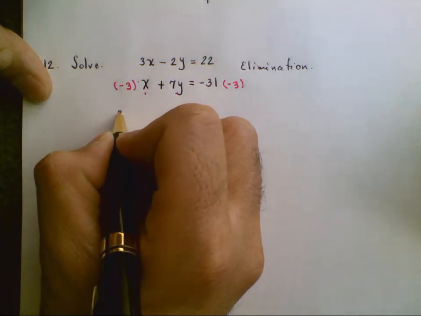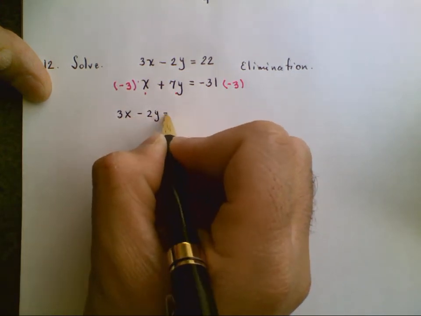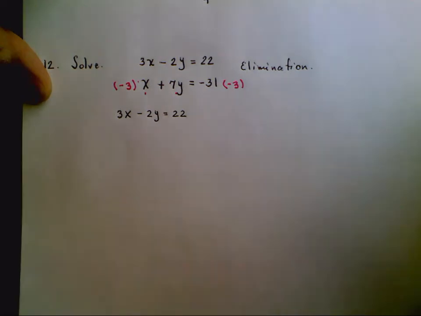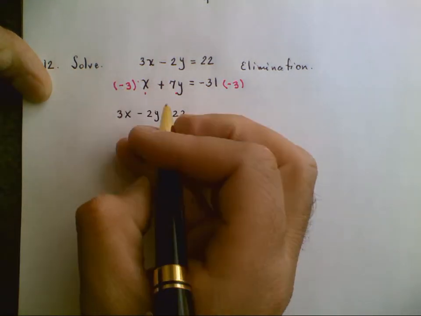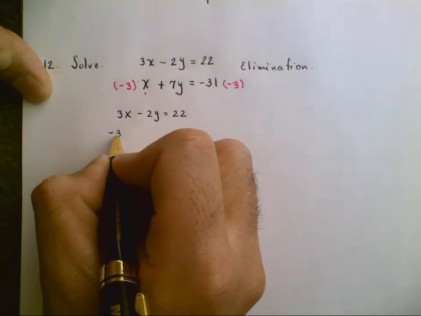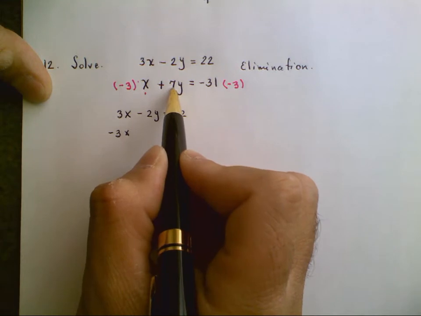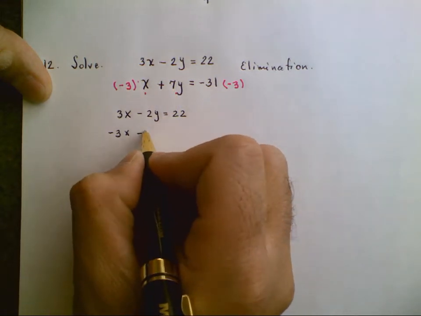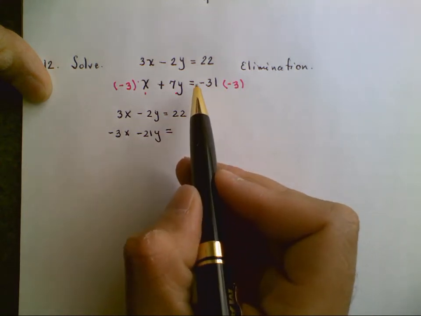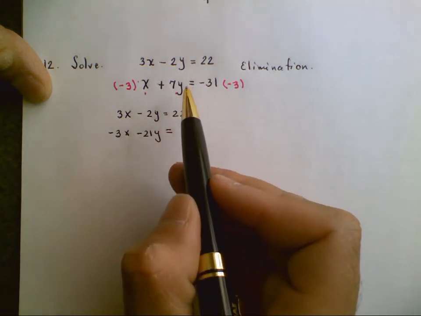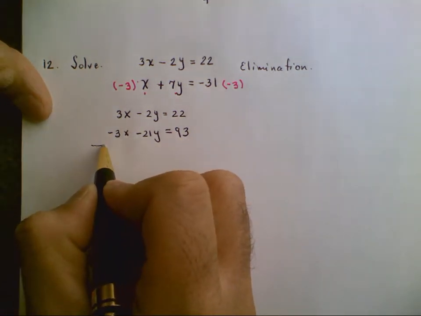3x, I'm just going to write the first equation, minus 2y equals 22. The second equation, I'm going to simplify. Okay, negative 3 times x is negative 3x. Then I have negative 3 times 7 is equal to negative 21y equals negative 3 times negative 31 is equal to positive 93. Okay, now I draw a line and I'm going to simplify.